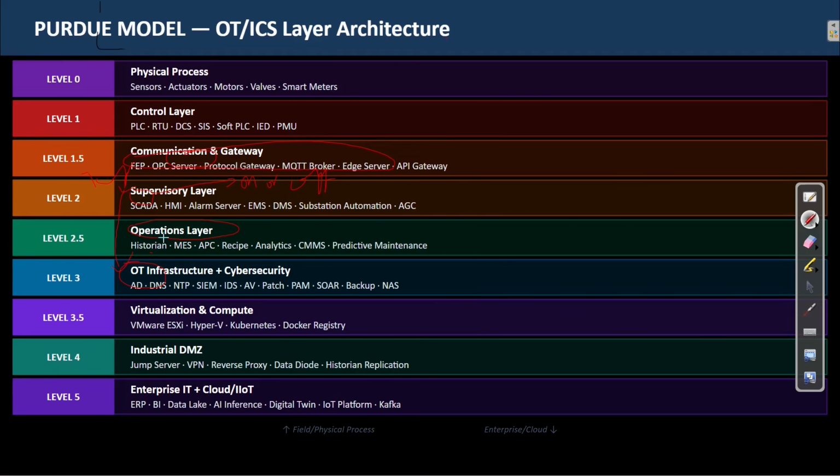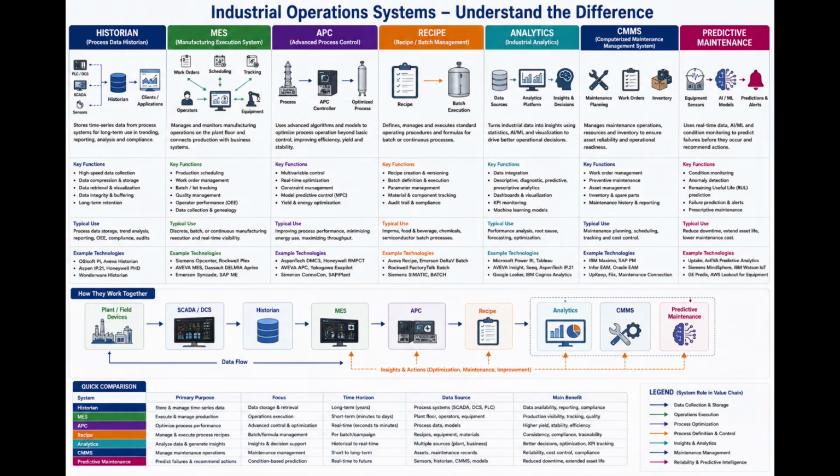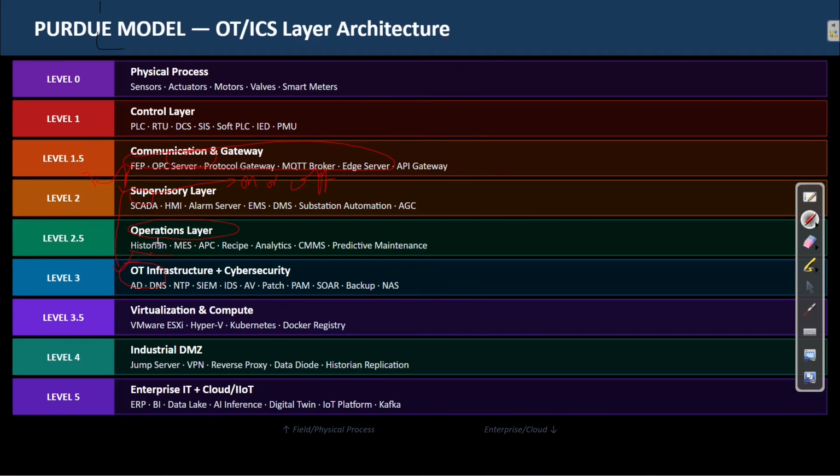Now the historian stores 5 years of plant temperature data, so that data you can access from this particular historian. Historian is one. There is MES, that is called manufacturing execution system, APC, that is advanced process control, predictive maintenance, analytics. So these are the components at layer 2.5, and a different server we are using at each layer.